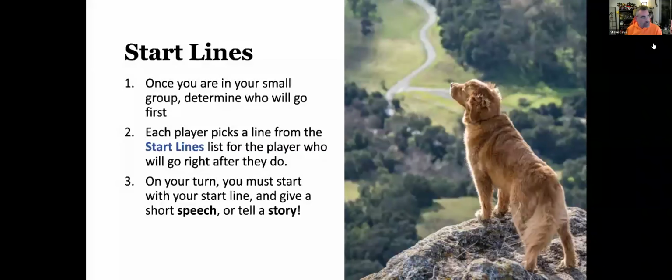So the rules for this warm-up are, once you're in your small group, pick somebody to go first. And then each player picks a line from the start lines list for the player who will go right after they do. And then when it's your turn, you start with your start line, give a short speech, tell a story, something like that. Aim for like a minute. And then once you are done, you pick somebody else in your team who hasn't gone yet, and you give them a start line for them to go. And then you go around until everybody's gone. Your whole goal is for everybody to go at least twice, but keep going until I pull you all back. Does that make sense for everybody?